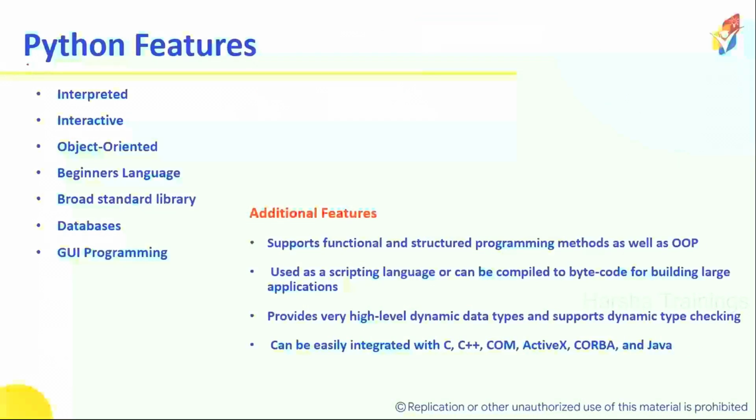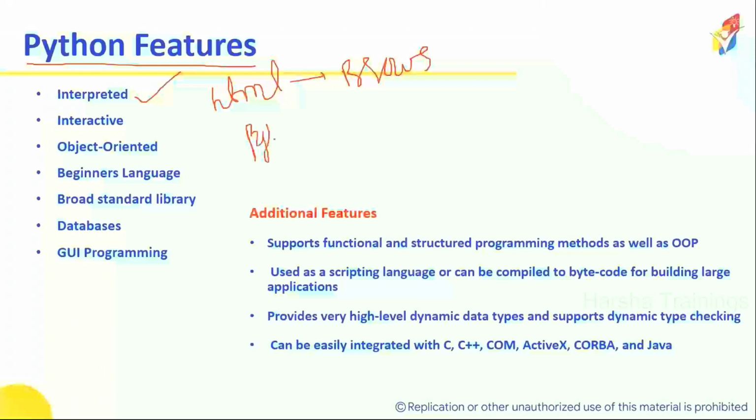Before starting Python, first we will see the features of the Python programming language. Just now I told you that it is an interpreted language, like HTML. HTML is an interpreted language; it can be interpreted by a browser. Python is an interpreted language; it can be run with software called Python. The current version of Python is 3.10. And it is interactive. What is the meaning of interactive?